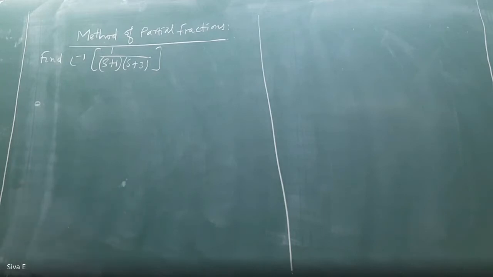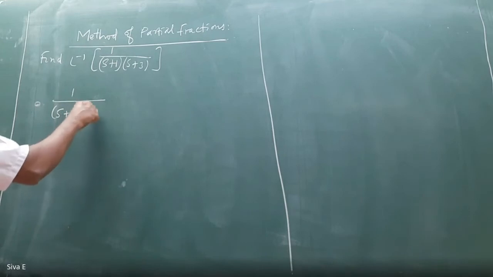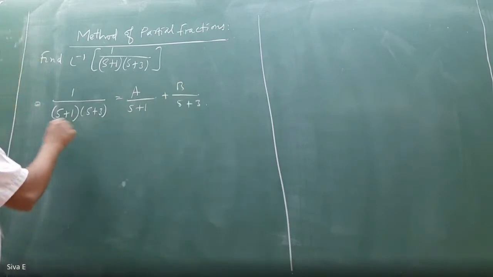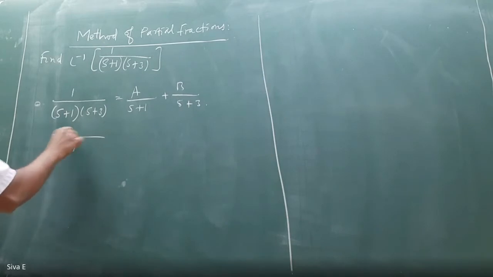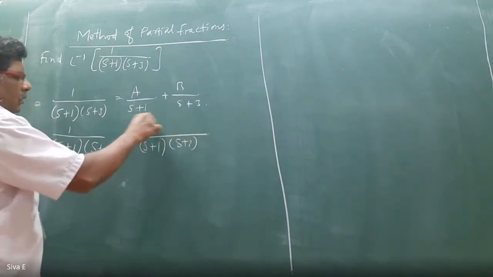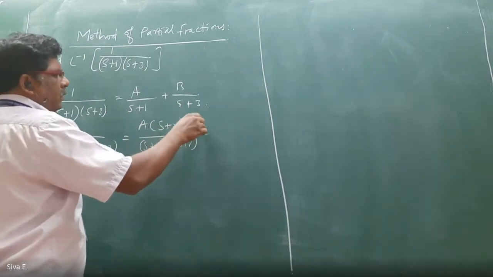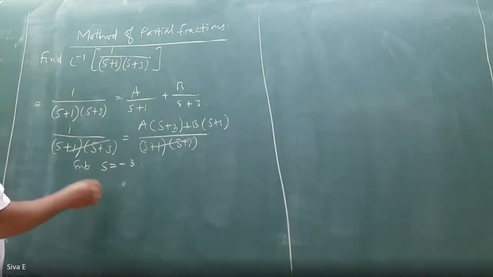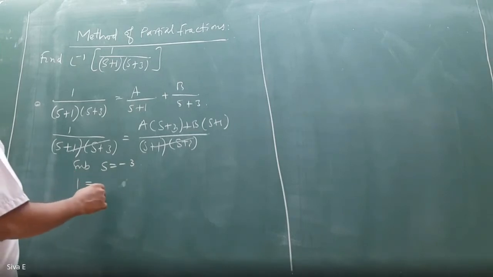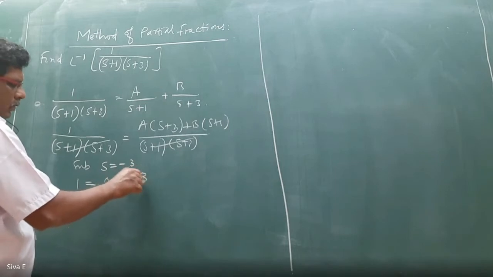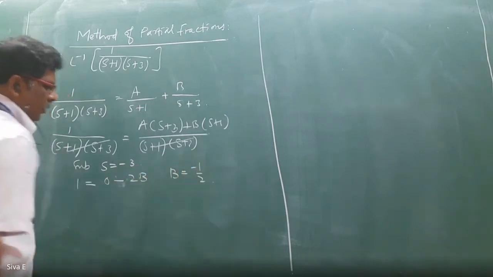So here this is a very simple problem. First you have to do the partial fraction for this: 1 by (s plus 1)(s plus 3) equal to a by s plus 1 plus b by s plus 3. So 1 by (s plus 1)(s plus 3) equal to a into (s plus 3) plus b into (s plus 1) over (s plus 1)(s plus 3). So if you substitute s equal to minus 3, you will get 1 equal to 0 plus minus 2b. So b equal to minus 1 by 2.